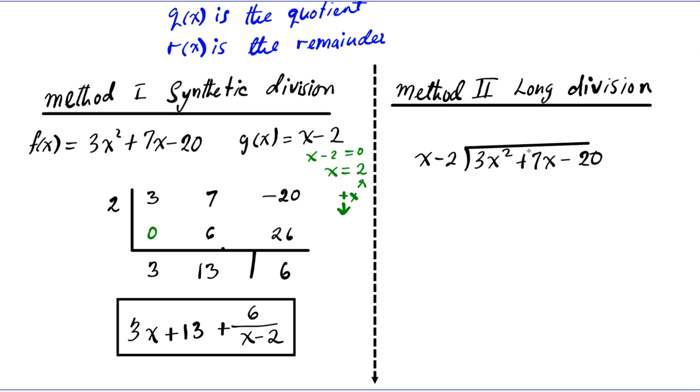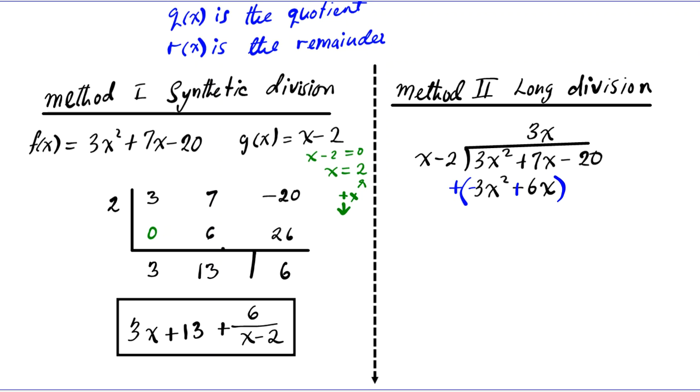You say, okay, x times, there has to be a 3, and then since this is x squared, x times 3x gives me 3x squared. Now you multiply out. 3x times x is 3x squared. 3x times negative 2 is negative 6x. And you're going to subtract. When you subtract, what happens is that you have an inversion of signs. So this becomes minus, and this becomes plus.